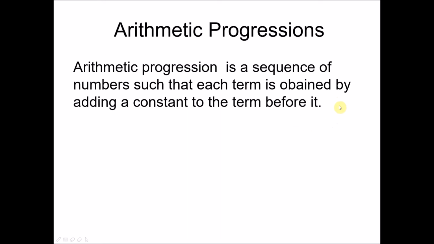So now we are going to look at the definitions of arithmetic progressions. An arithmetic progression is a sequence of numbers such that each term is obtained, you get the next term, by adding a constant to the term before it.